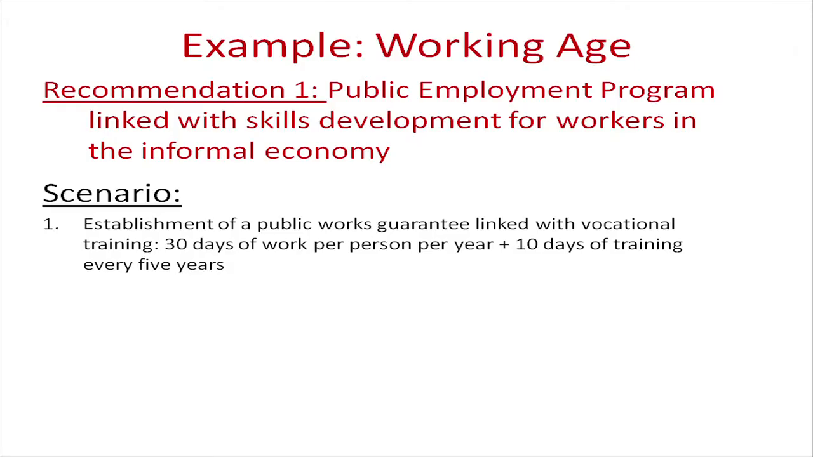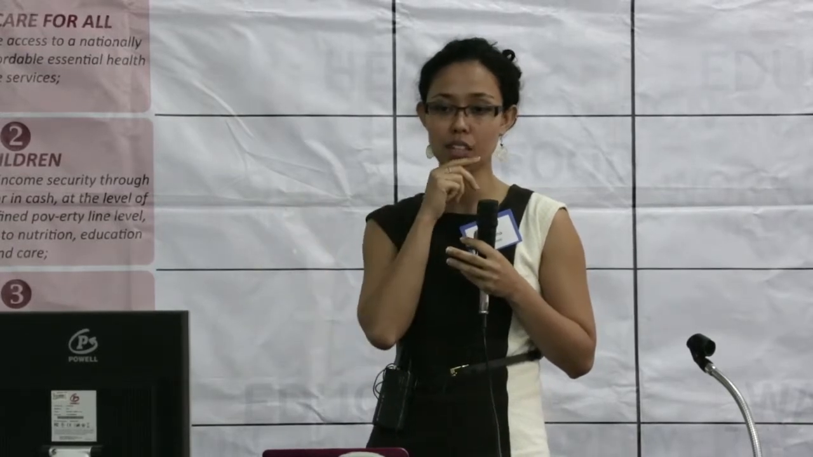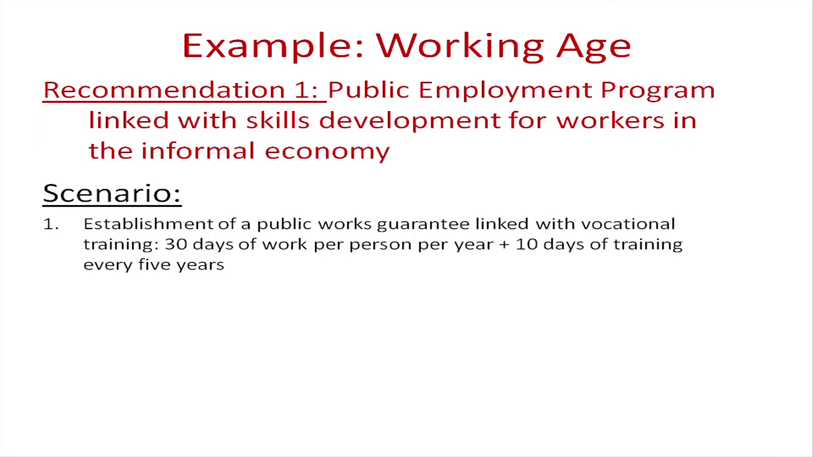The working age recommendation has, in the end, had only one scenario that we costed. We did consider other scenarios, but this was the most solid one to cost. To establish a public work guarantee linked with vocational training. And this is based on experiences in other countries and based on similar smaller programs in Indonesia. We would give 30 days of work per person per year, plus 10 days of training every 5 years.